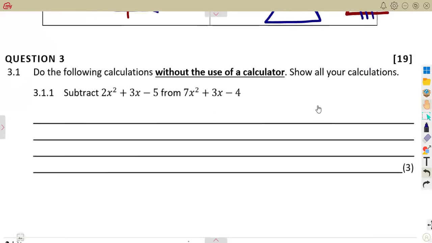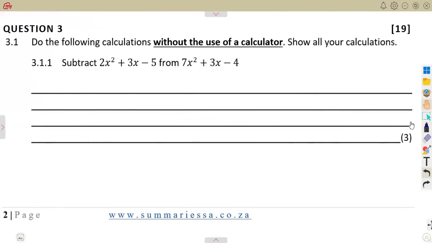All right. Then move on to question 3, which had 19 marks. Question 3. 3.1. Do the following calculations without the use of a calculator. Without the use of a calculator, okay? Show all your calculations. 3.1.1.